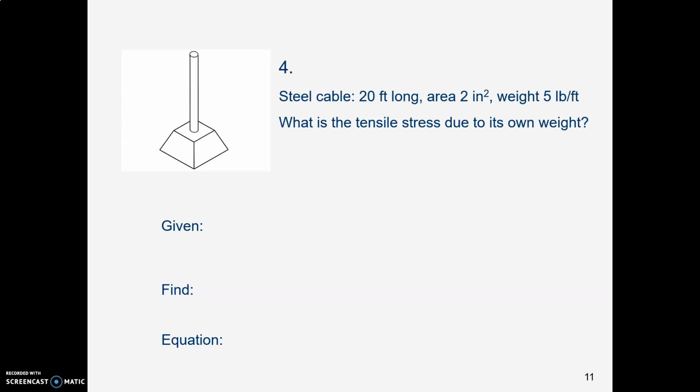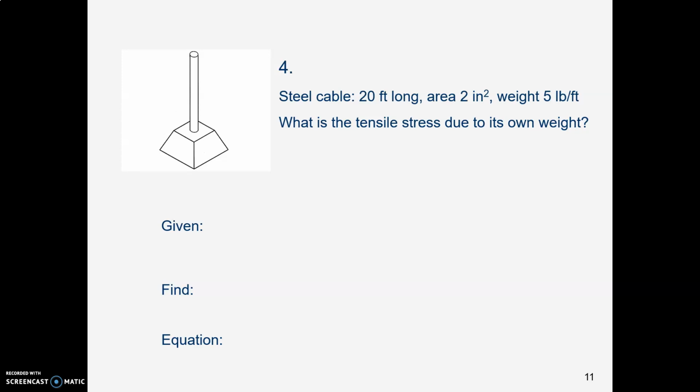So here we are. This is a really wonderful drawing. Here's a weight, a load hanging from a cable. That's what that's supposed to be. The cable is 20 feet long. It has an area of 2 square inches, and this cable weighs 5 pounds per foot. That's a heavy cable. Question: what is the stress due to the cable's own weight?